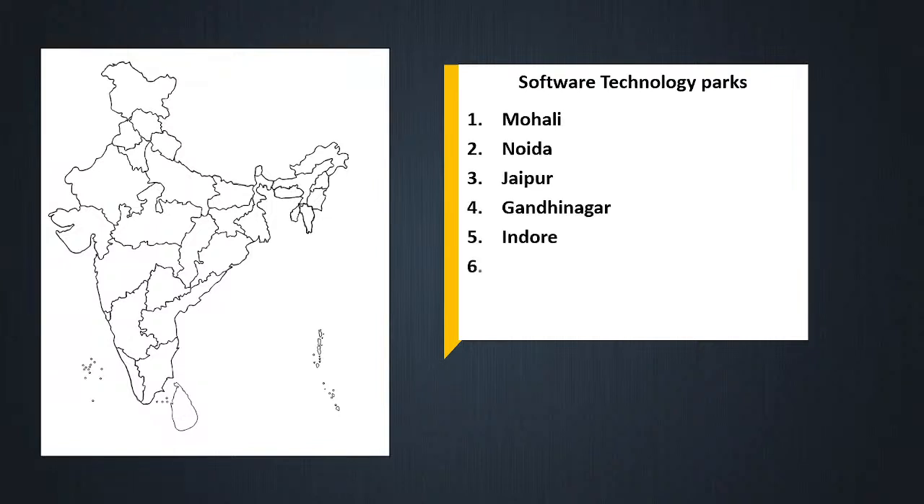Next, software companies, that is IT. Mohali, Noida, Jaipur, Gandhinagar, Indore, Mumbai, Pune, Kolkata. Software technological parks. Ready? Okay. Look at this. Eyes on the screen. You can draw it later. First one is in Punjab, Mohali, Noida near Uttar Pradesh, Jaipur in Rajasthan, Gandhinagar, Gujarat, Indore in Madhya Pradesh, Mumbai, Pune, Kolkata. Start locating it.